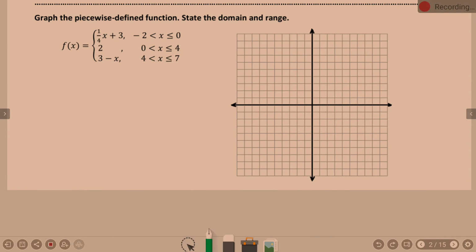First one. Y equals 1/4 x plus 3. What do you know?